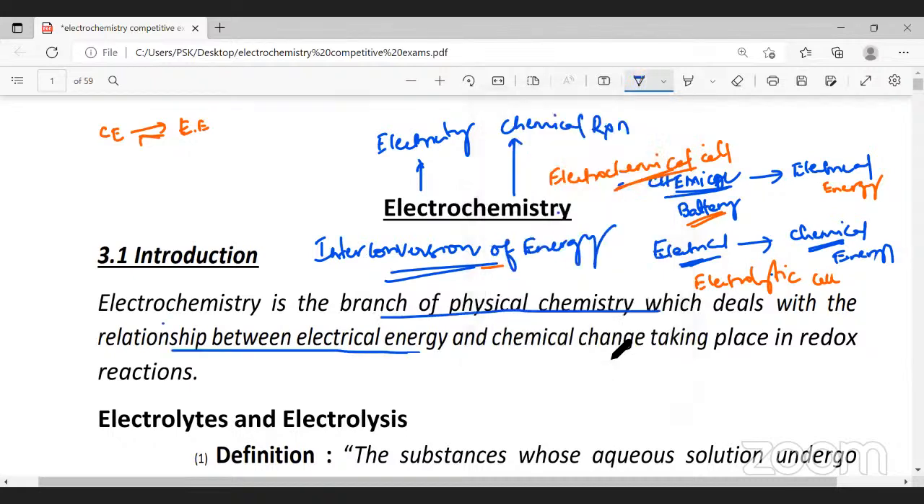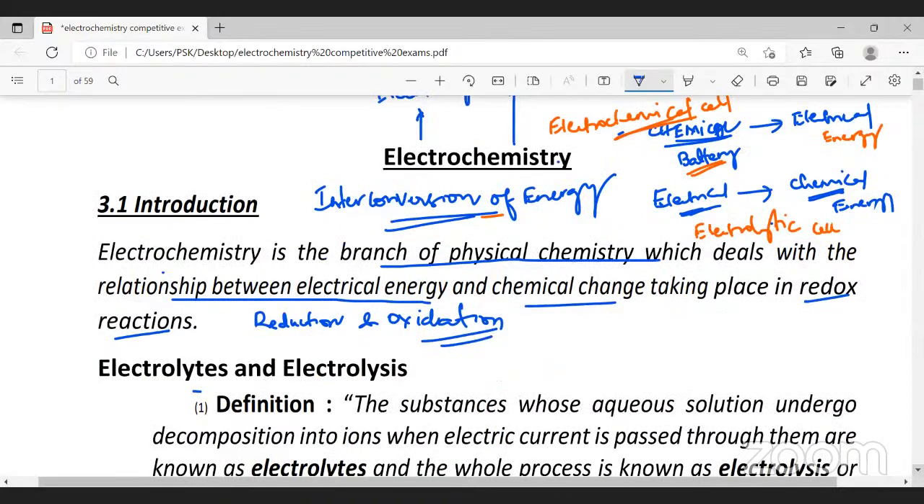The actual definition: electrochemistry is a branch in physical chemistry which deals with the relationship between electrical energy and chemical energy. What type of reaction takes place in these cells? The reaction which takes place in these cells is called a redox reaction. A reaction in which reduction and oxidation take place simultaneously is called a redox reaction. We will learn more in detail about redox reactions a little later.